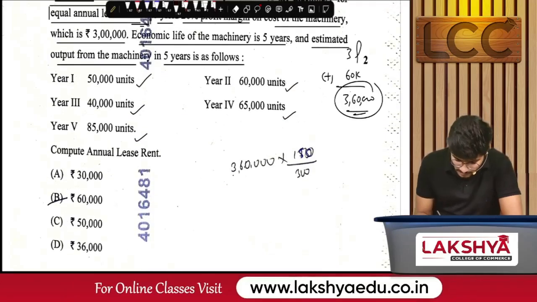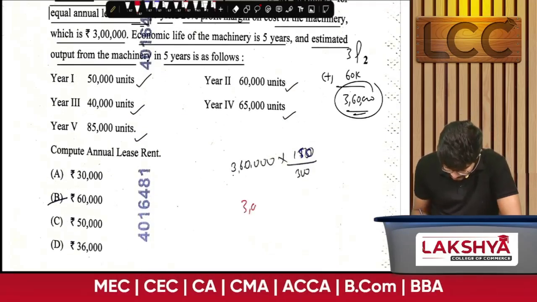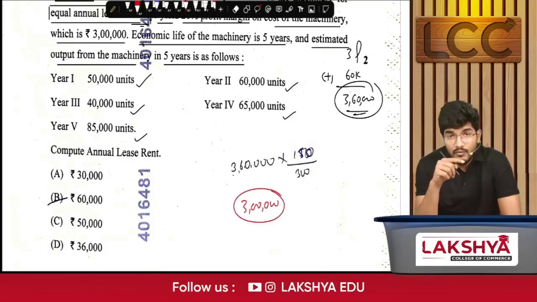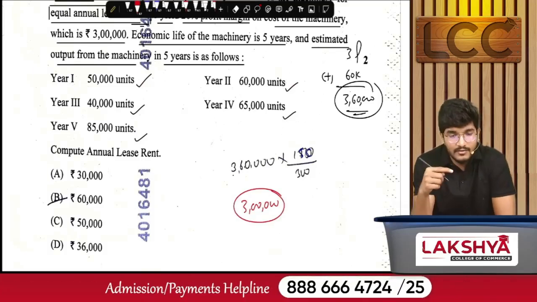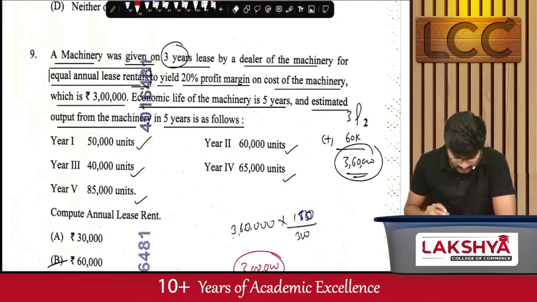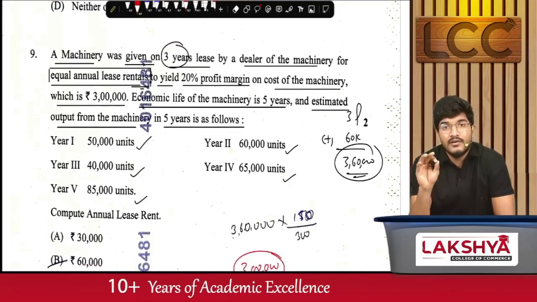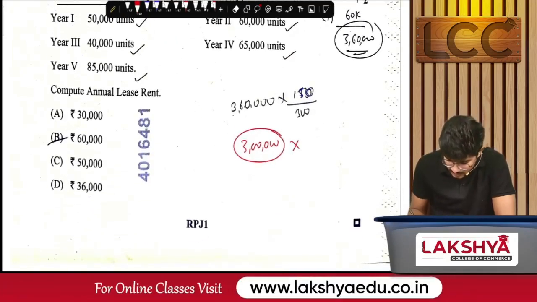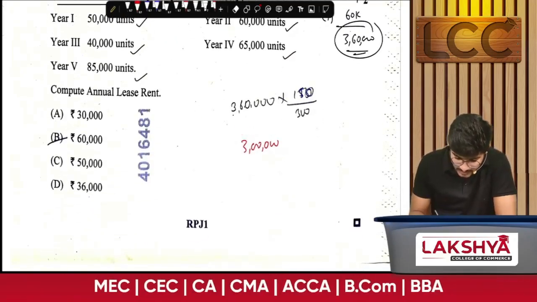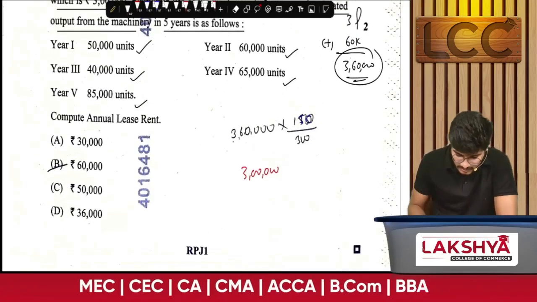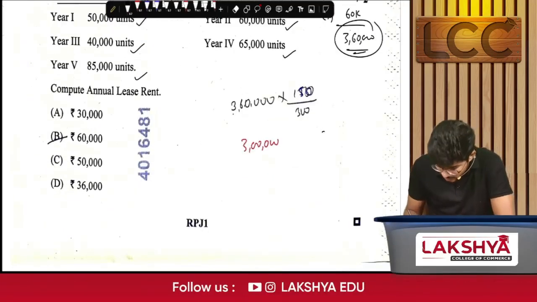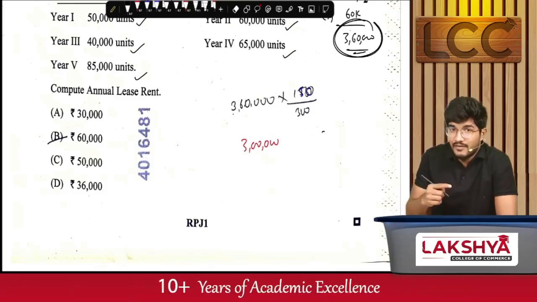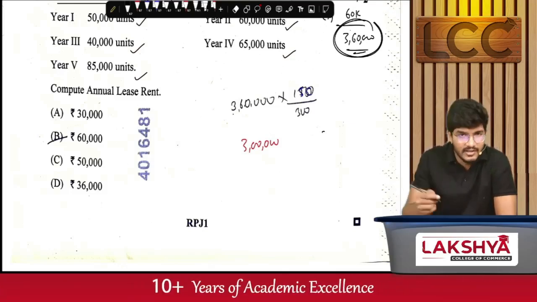So total output from the machine is 3 lakh units. Now the dealer has given this machine on a 3-year lease period. For the lease period, the total amount to be received from the lease rentals is 3,60,000. That is for 5 years. Now we have given this asset as a lease only for 3 years, right?